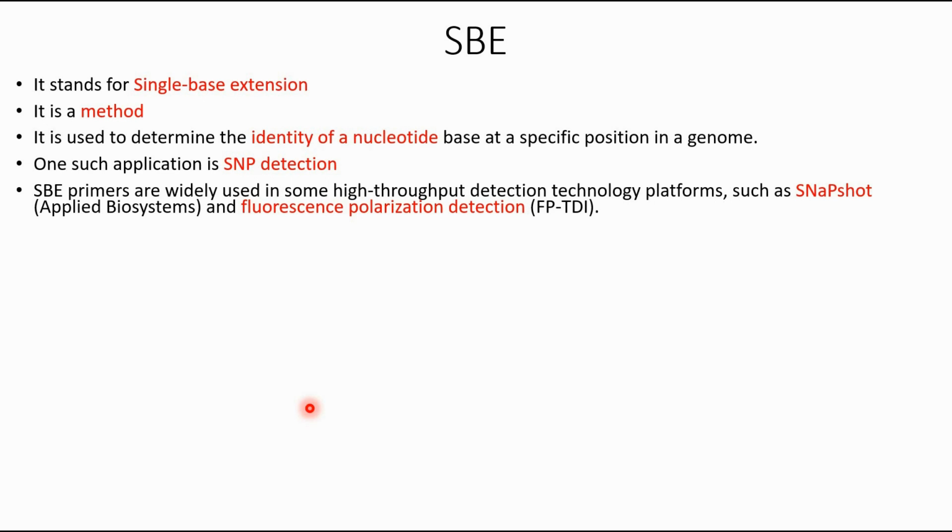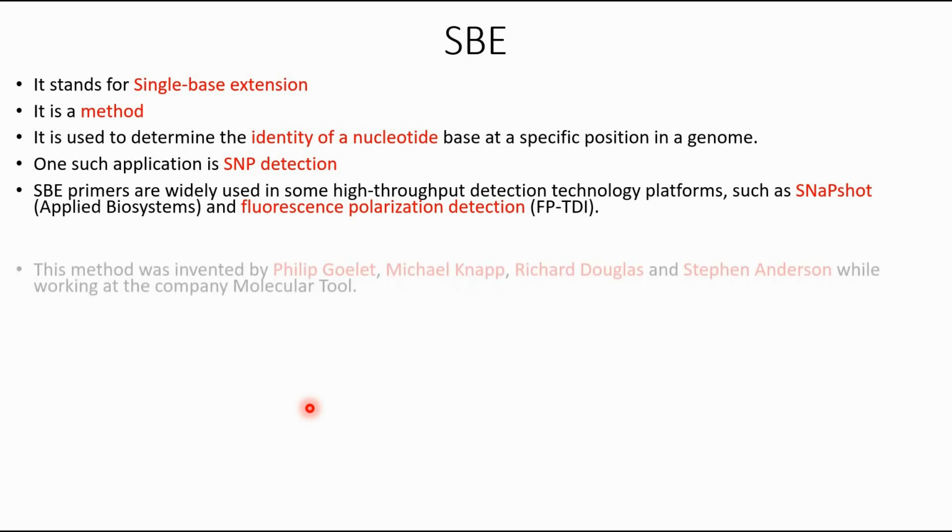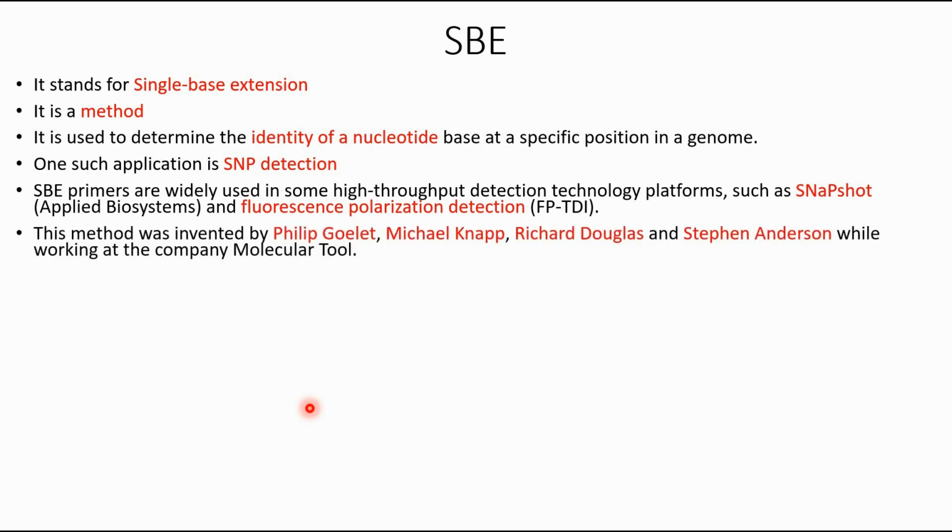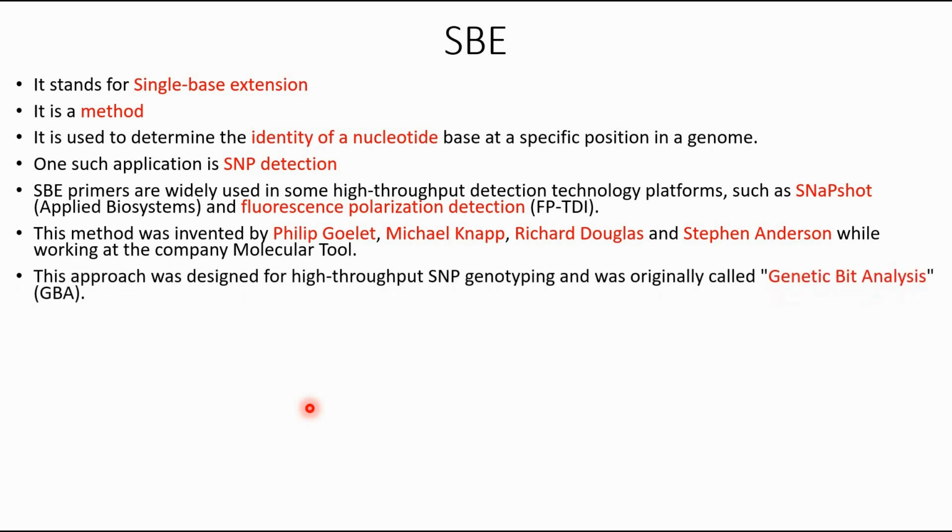SBE primers are widely used in some high-throughput detection technology platforms such as SNaPshot (Applied Biosystems) and fluorescence polarization detection (FP-TDI). This method was invented by Philip Gillett, Michael Knapp, Richard Douglas, and Stephen Anderson while working at the company Molecular Tool. This approach was designed for high-throughput SNP genotyping and was originally called genetic bit analysis or GBA.